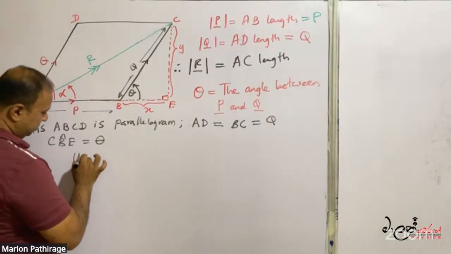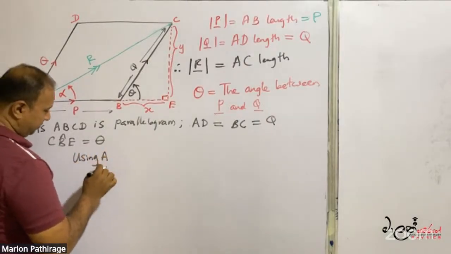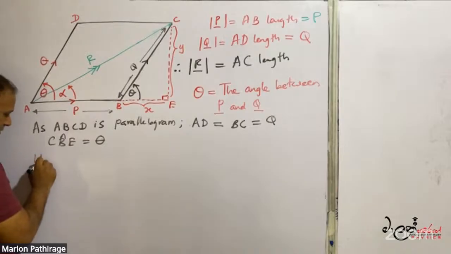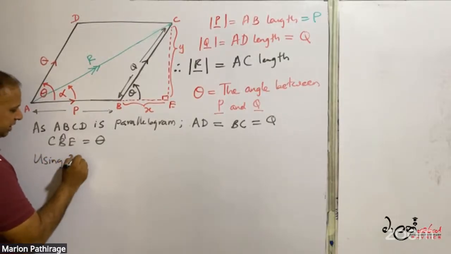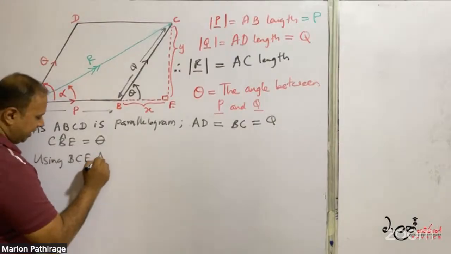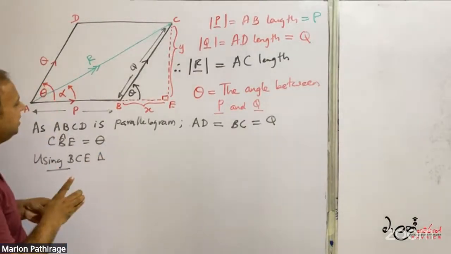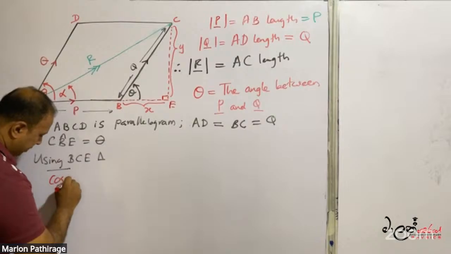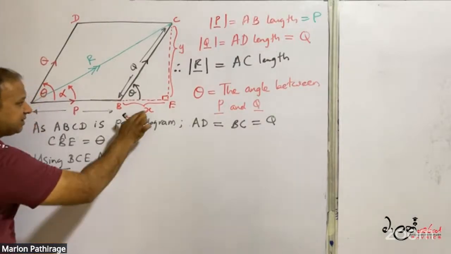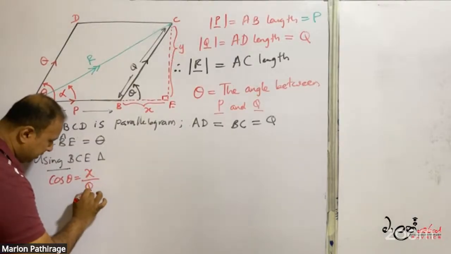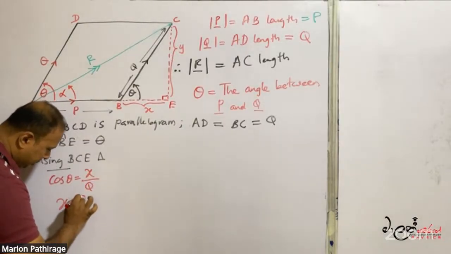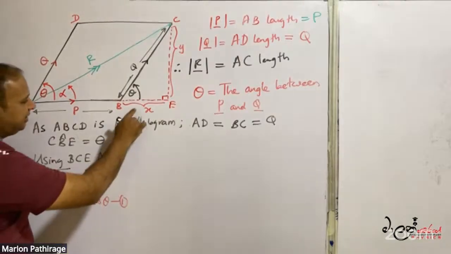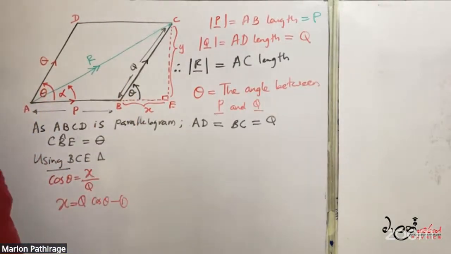Therefore, using BCE triangle, okay, it is very clear. Cos theta is equal to adjacent side over hypotenuse. Cos theta is equal to adjacent side X over hypotenuse Q. Therefore, adjacent side is equal to Q cos theta. That is number one. Adjacent side is equal to Q cos theta. If you got that one, please raise the hand.